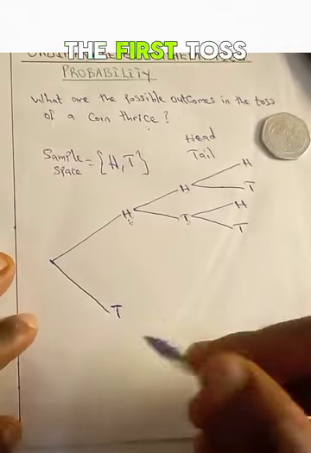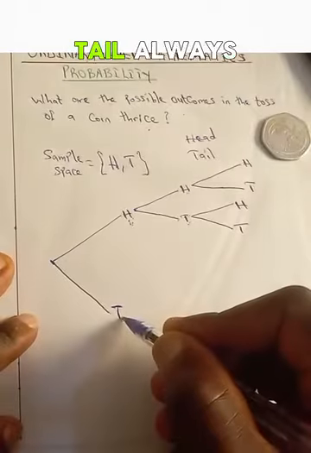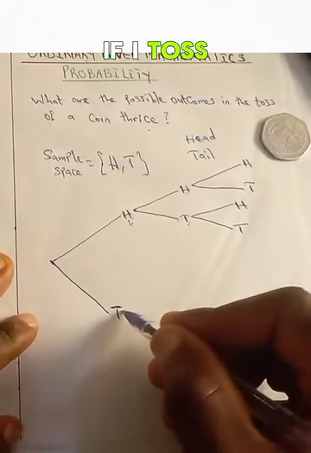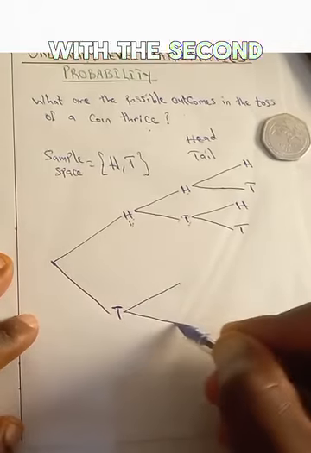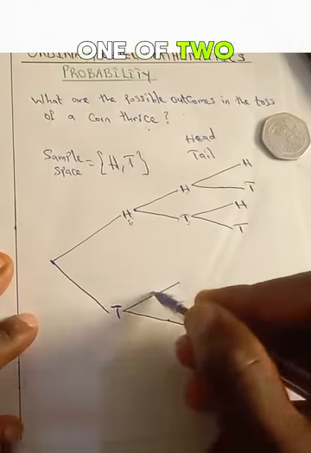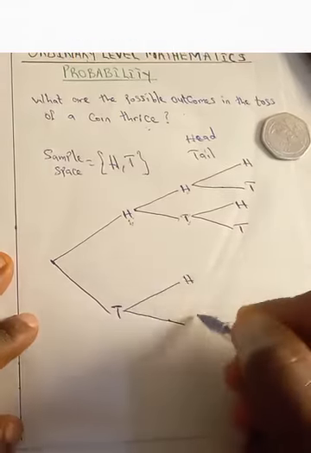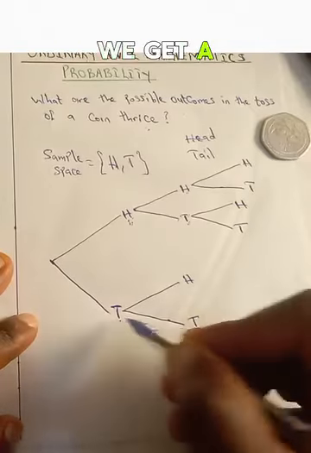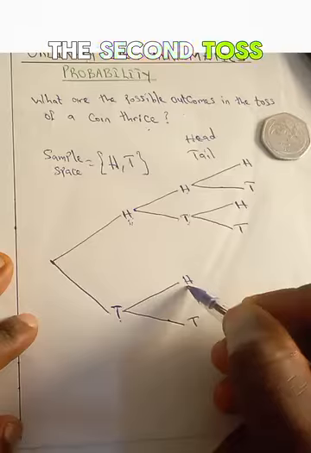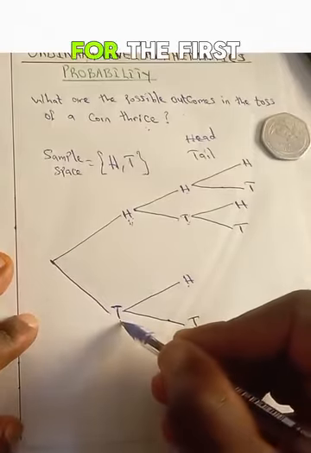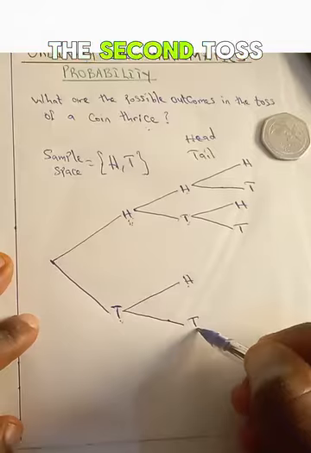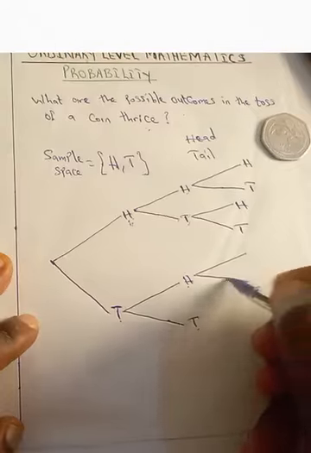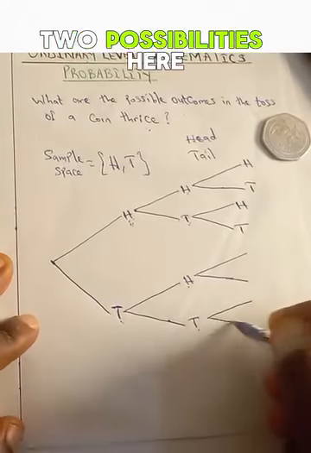Now, what if the first toss of the coin began with a tail upwards? I tossed the coin for the first round and I had a tail. If I toss the coin again for a second time, I could have one of two outcomes. I could have a head or a tail. So if in the first toss we get a tail, we can get a head for the second toss. Or if we get a tail for the first toss, we can get a tail for the second toss. Now, what about the third toss? We can get one of two possibilities here and one of two possibilities here.